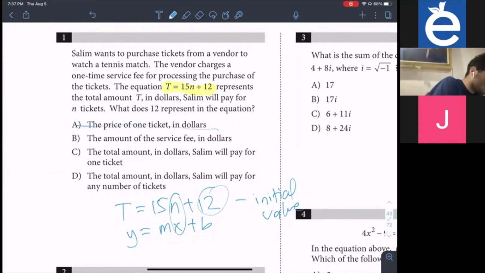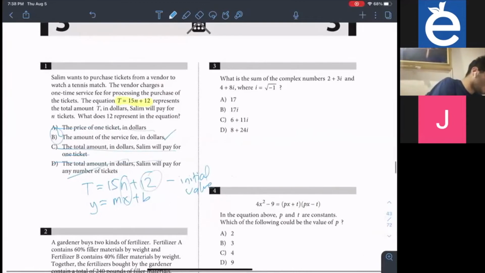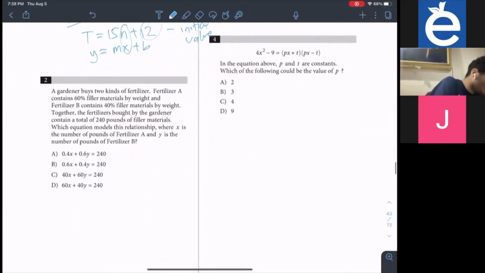The amount of service fee in dollars, which can also be the initial value, is a possible answer. The total amount in dollars Salim will pay for one ticket, that's incorrect. And the total amount in dollars Salim will pay for any number of tickets, that's also incorrect. A, C, and D are not initial values, so we have to go with choice B because that starts off as the initial value, because it's the service fee. That's where you start off, and then they take into account the number of tickets you buy. So one is B.